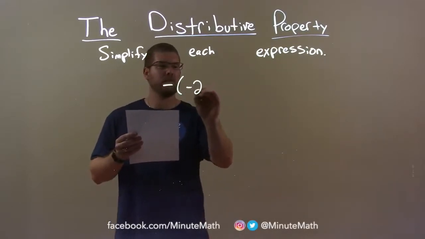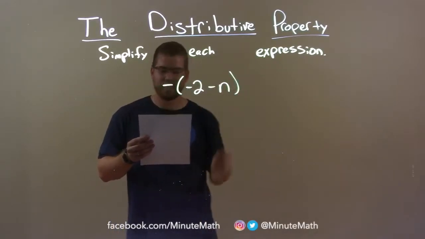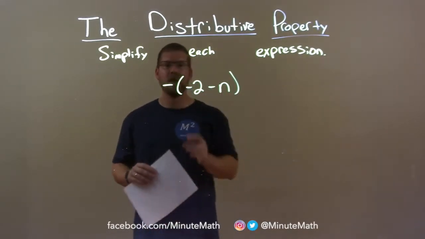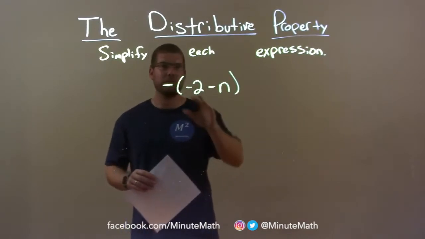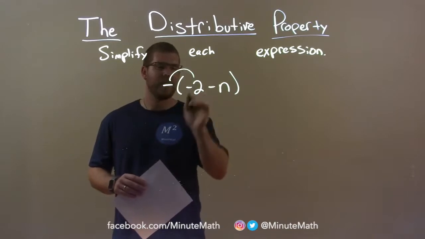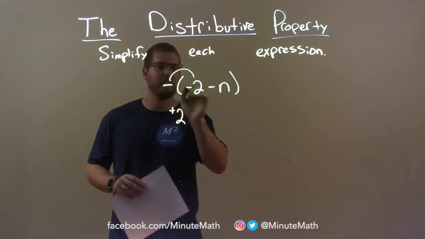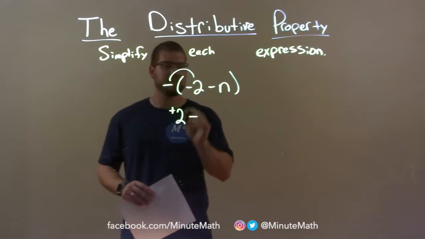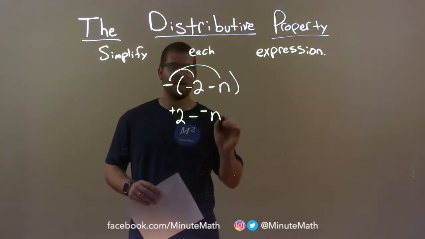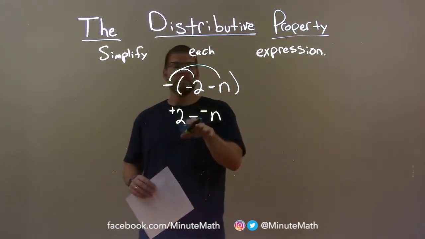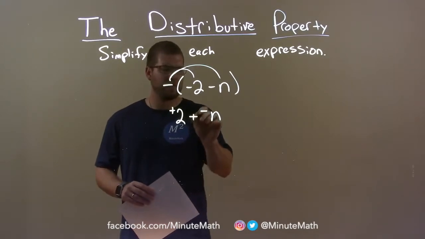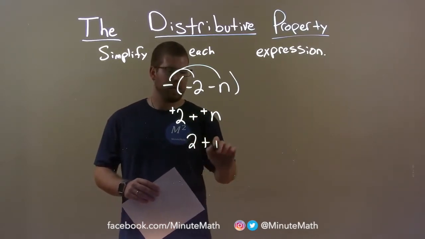Negative (2 minus n), okay? Well, first thing here, inside my parentheses, nothing I can do to simplify, okay? So now we just have to distribute this negative within the parenthesis, okay? Well, we have negative times a 2, which is a negative 2. Subtraction sign in between. Negative times a negative n is a positive n. Now, there's many ways to look at that, but we end up with a positive n, so my final answer is just negative 2 plus n.